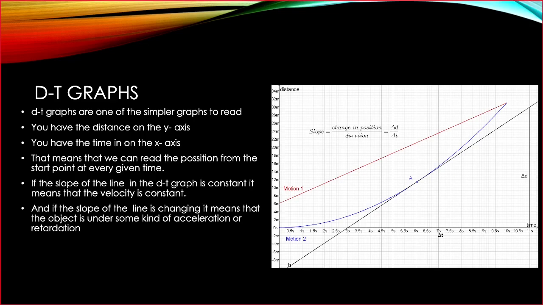And if we have a line that isn't linear, like it's changing, like the blue one, that means that the motion isn't constant. We have an acceleration or a retardation of the motion. And in this case, we have an accelerating motion because we can see that the inclination of the graph is increasing.